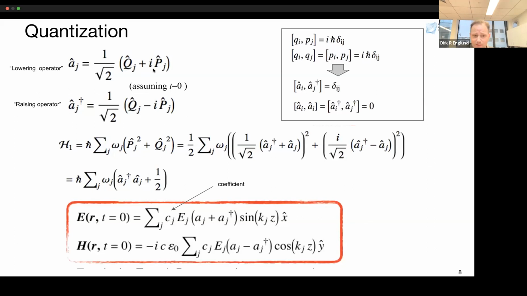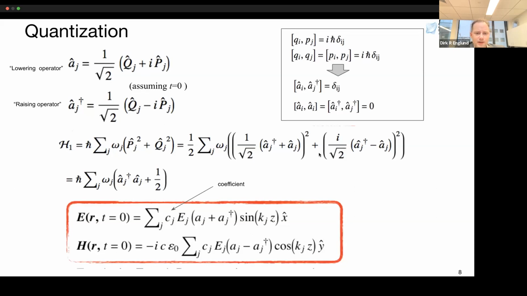This is just a definition. Just take it for now, and we'll see where it goes. And there's the raising operator, which is just the Hermitian conjugate of the lowering operator. Now we can write the Hamiltonian, which also is a Hermitian operator, in terms of these raising and lowering operators instead of in terms of P and Q. And here it is.